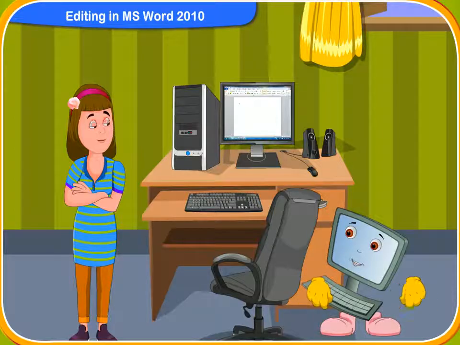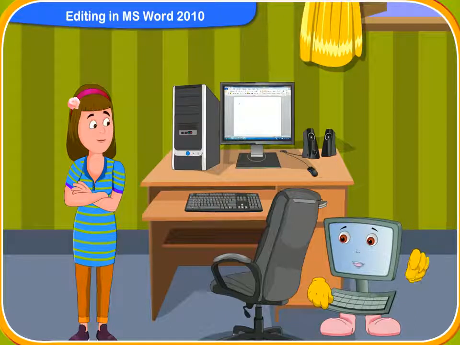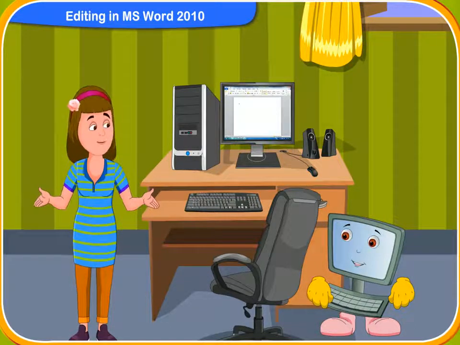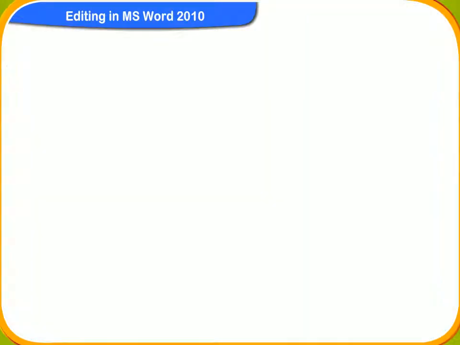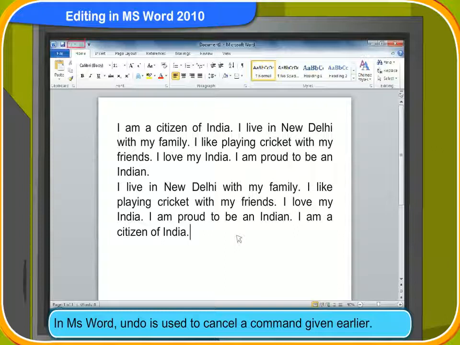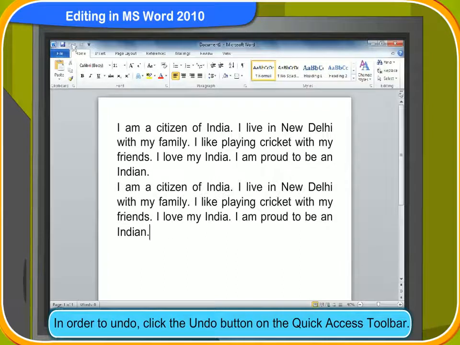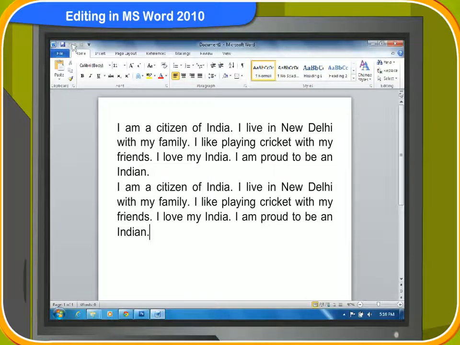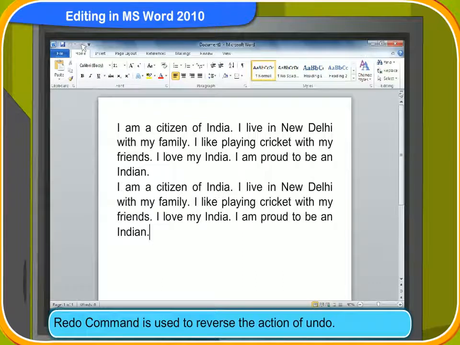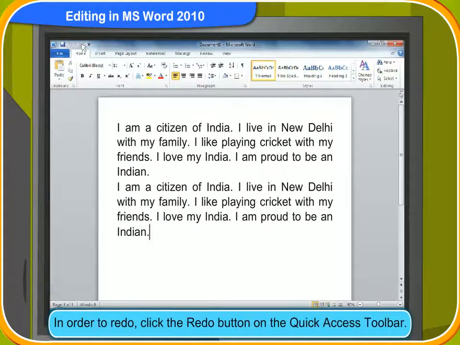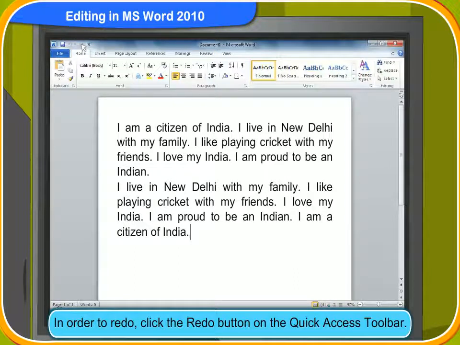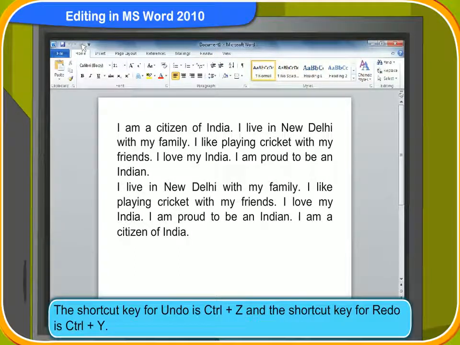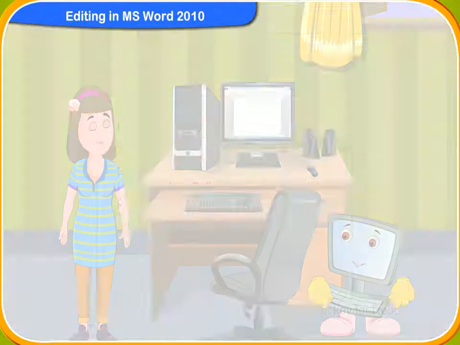Ready? Do you know how to undo or redo an action in MS Word? No, Clicko. Tell me how to do it. In MS Word, undo is used to cancel a command given earlier. In order to undo, click the Undo button on the Quick Access toolbar. Redo command is used to reverse the action of undo. In order to redo, click the Redo button on the Quick Access toolbar. The shortcut key for undo is Ctrl+Z and the shortcut key for redo is Ctrl+Y.